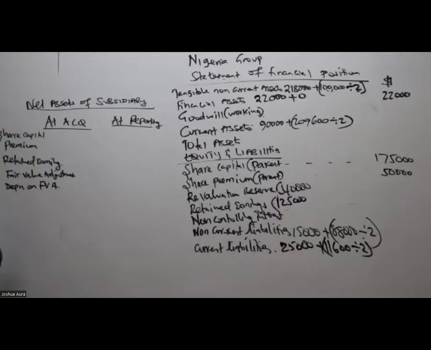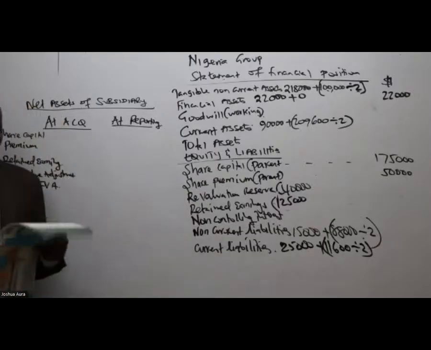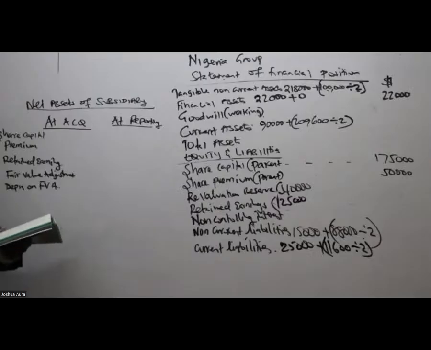We have depreciation on the fair value adjustment. So I know you have that question, so I would want us to go very slowly. We start with share capital. The share capital that I can see there is how much? Can somebody give me the share capital that I should pick here very fast?